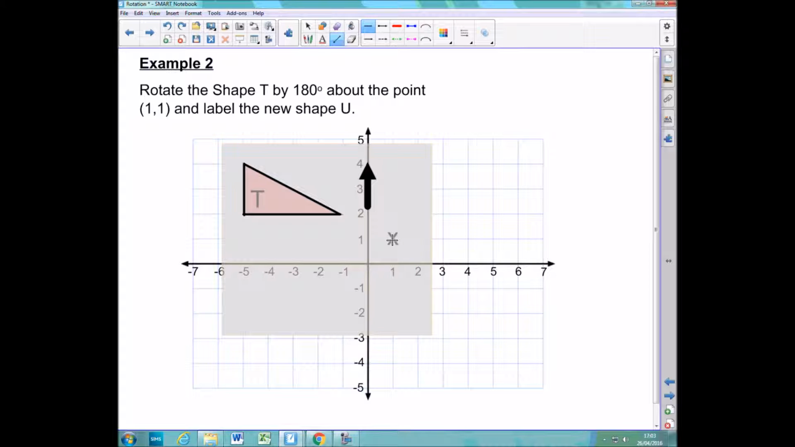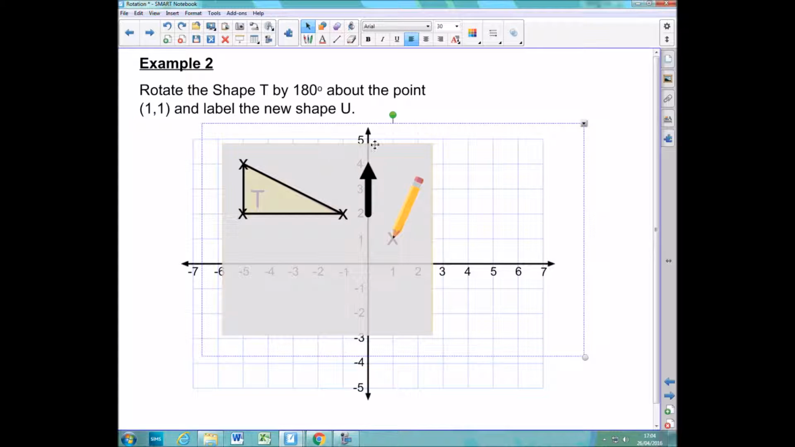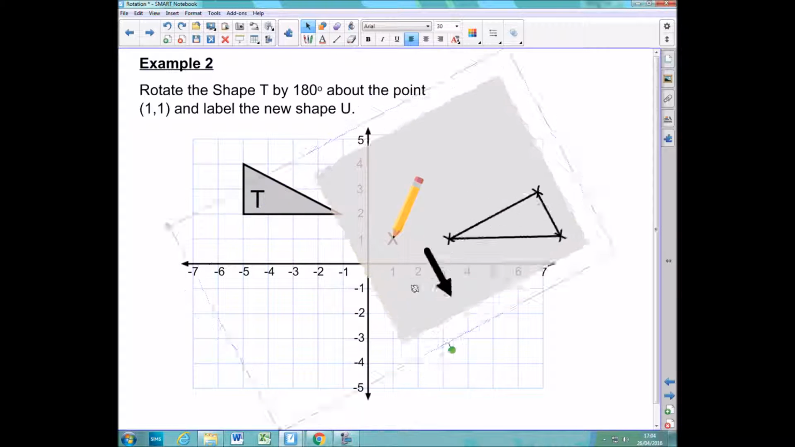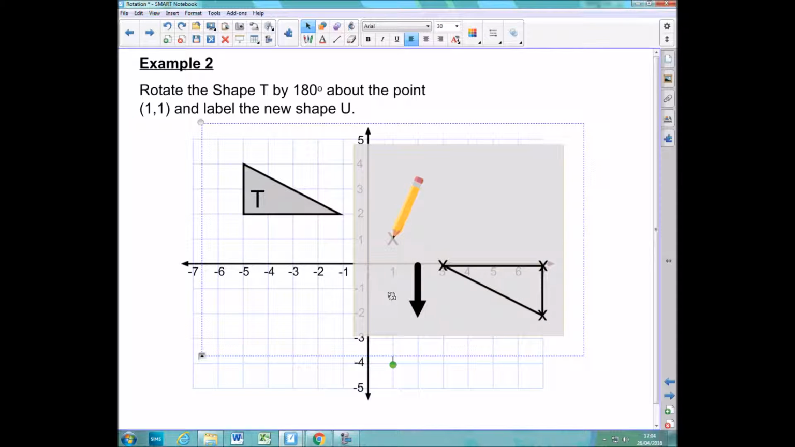Now this is going to be exactly the same sort of situation as before. I'm going to use my pencil to hold down the tracing paper at this cross. So holding down with my pencil, I'm going to spin this shape. Now 180 degrees means that this arrow is going to be pointing downwards. So I'm going to spin my shape around my pencil like that until the arrow points downwards.